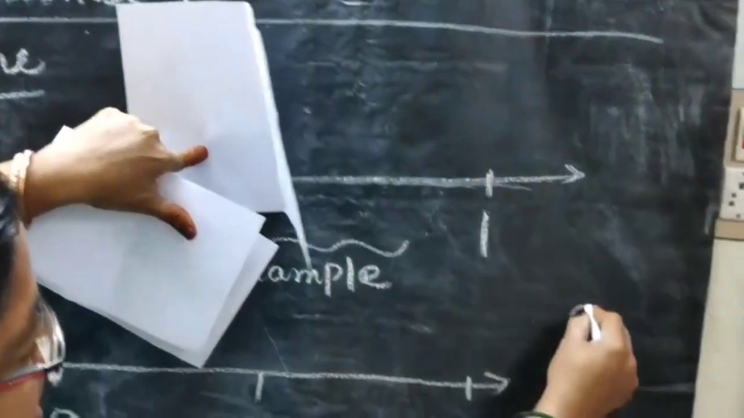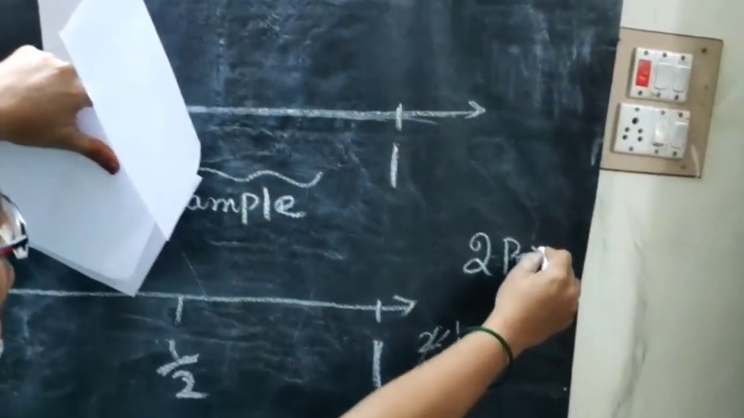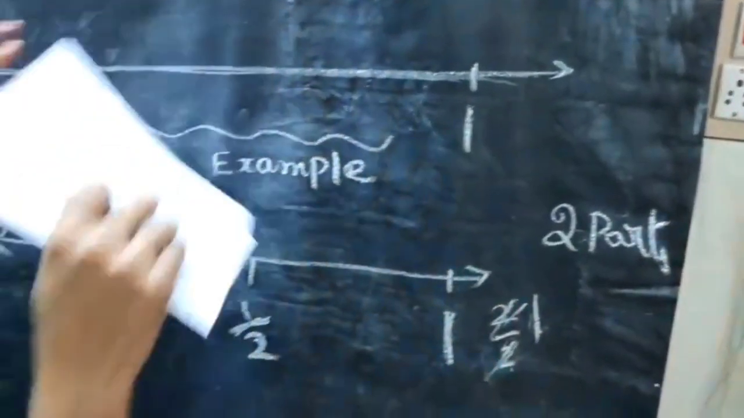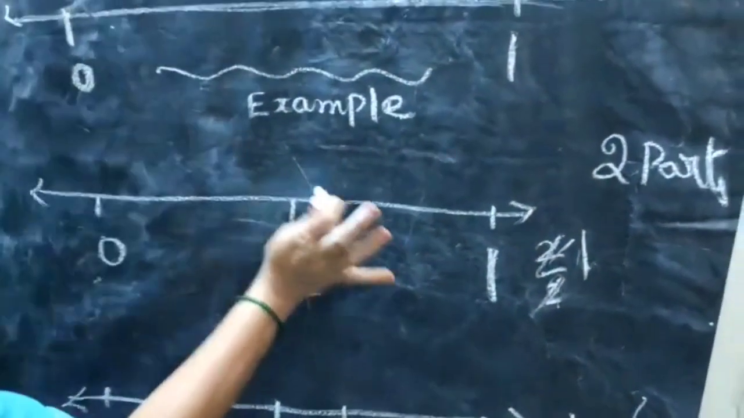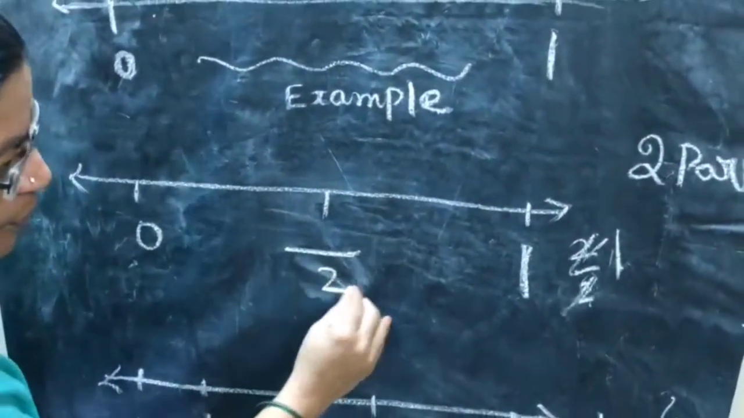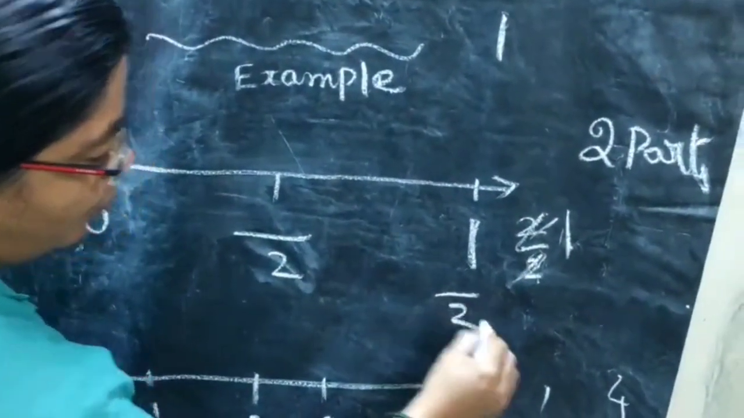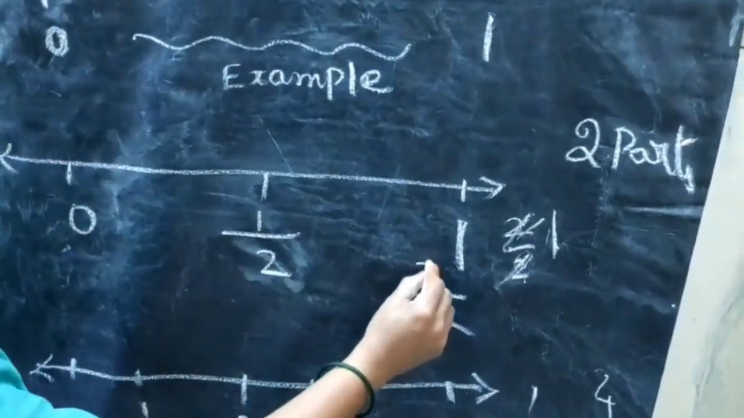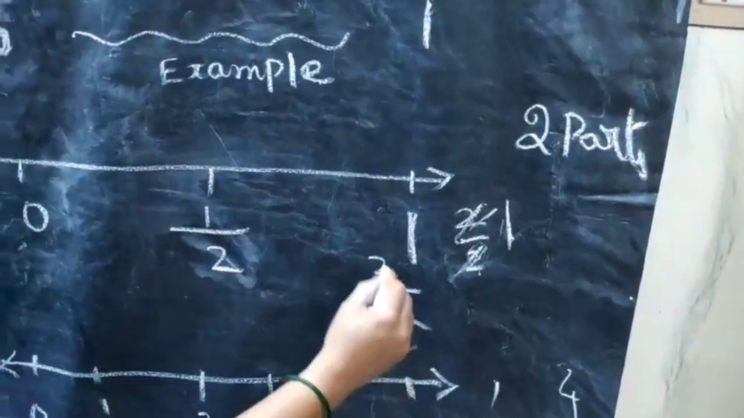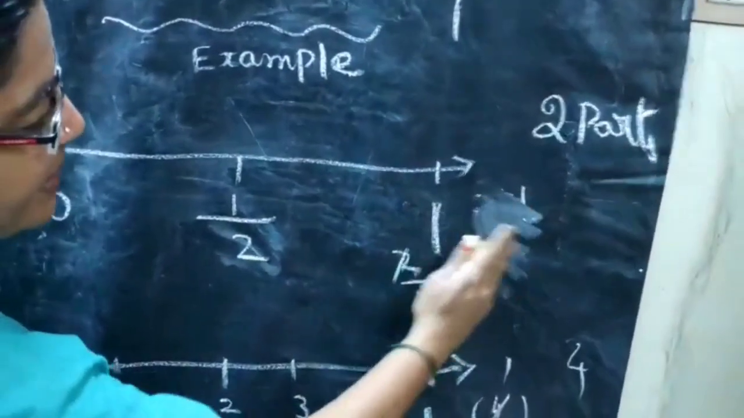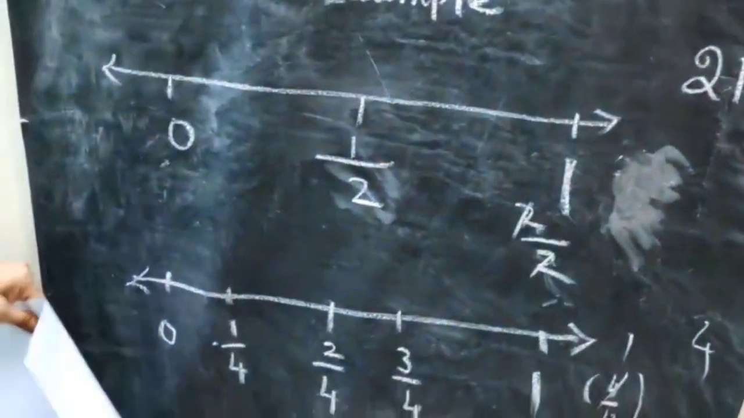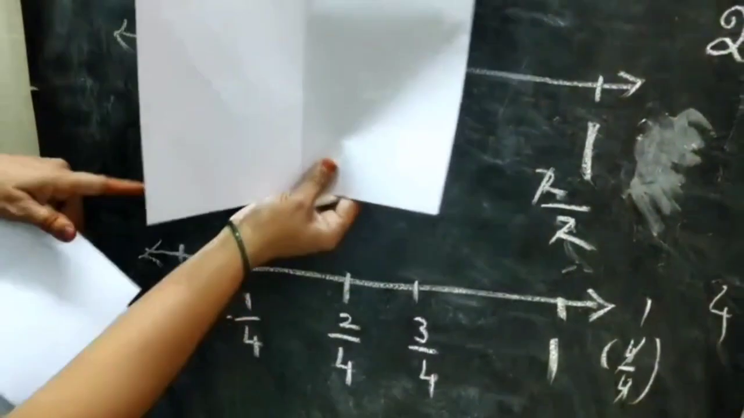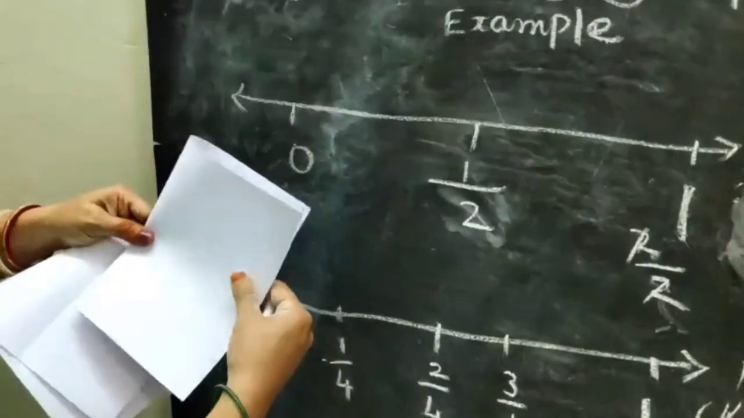So how many parts are there in total? Two parts. For two parts, we write the denominator 2. First part is 1 by 2. Second part is 2 by 2. 2 by 2: take out 1, 2 is 2. What is the answer? 1.